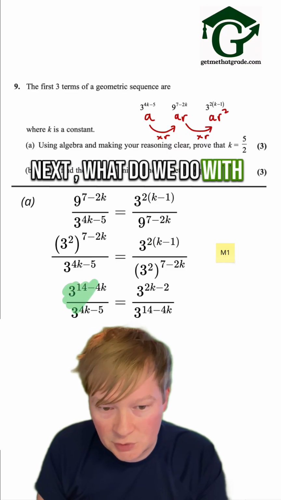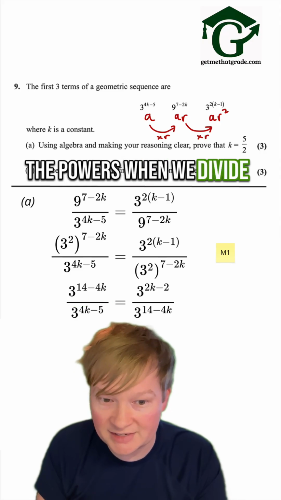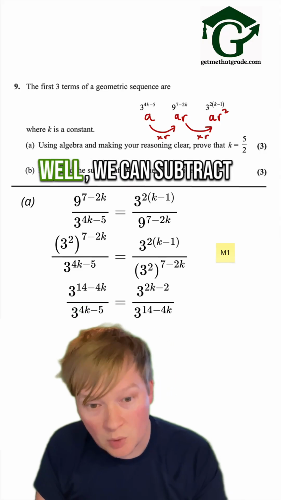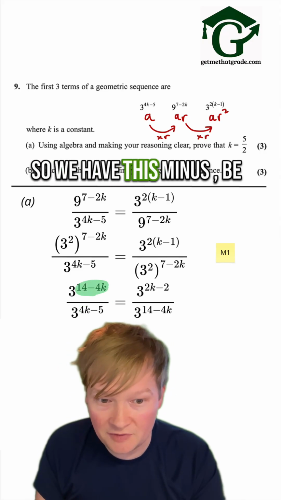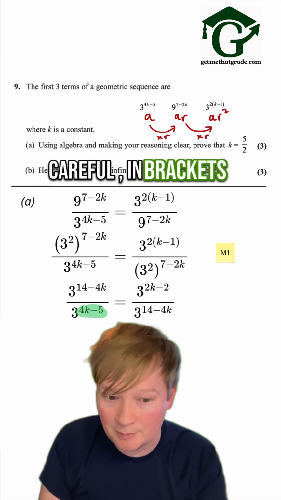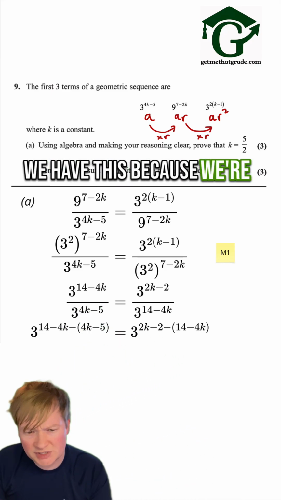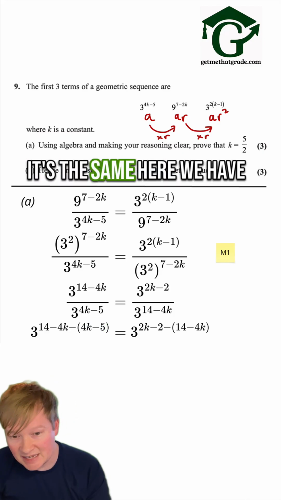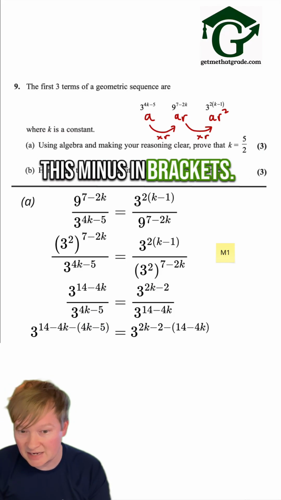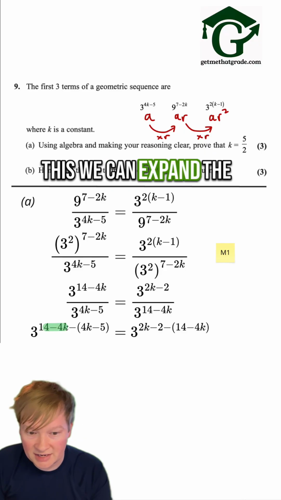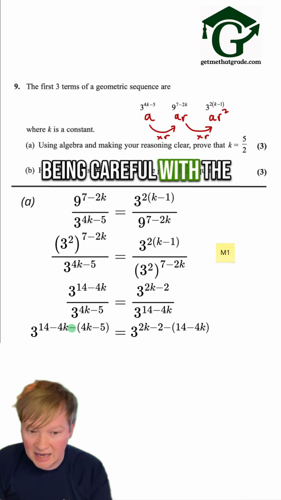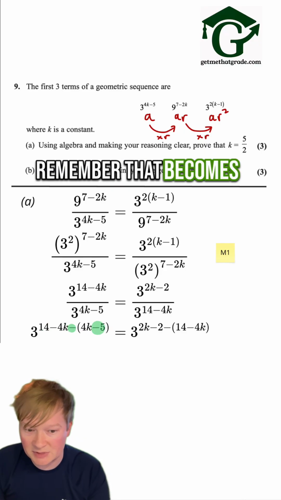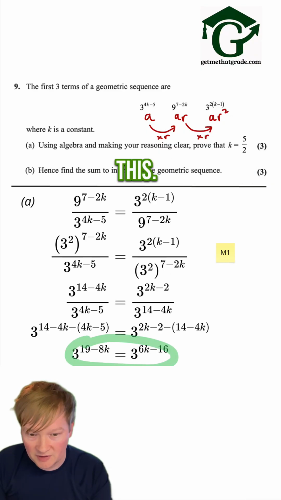Next, what do we do with the powers when we divide and the base numbers are the same? Well, we can subtract them. So we have this minus, be careful, in brackets we have this, because we're subtracting all of this. The brackets are absolutely essential. It's the same here. We have this minus in brackets. Next, we can expand the brackets and simplify, being careful with the minus minus. Remember, that becomes plus. If we do that, we end up with this.